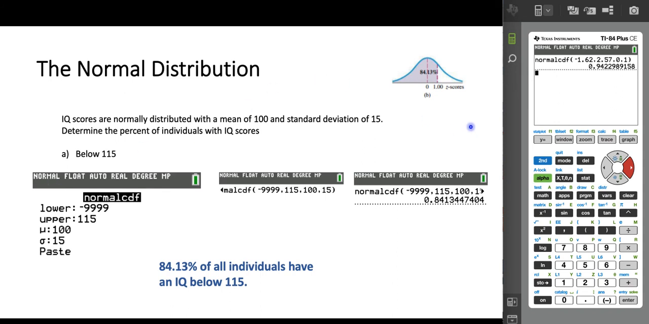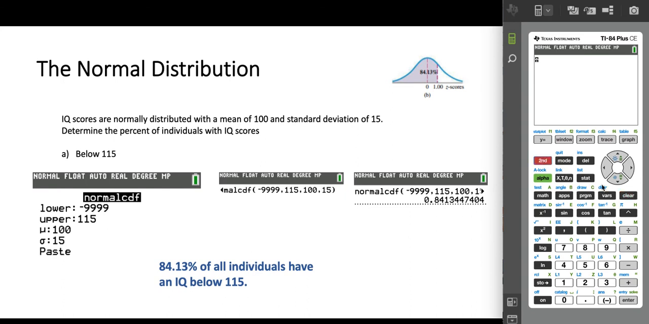I strongly recommend that you draw this picture first. The first one we're doing is finding the percent of individuals with IQ scores below 115. If you change 115 to a z-score, it becomes 1. So we need the area to the left of 1. If you're using the chart, you look in the chart and you'll get 0.8433, or I'm sorry, 0.8413. And so change that to a percent, and it's 84.13%.